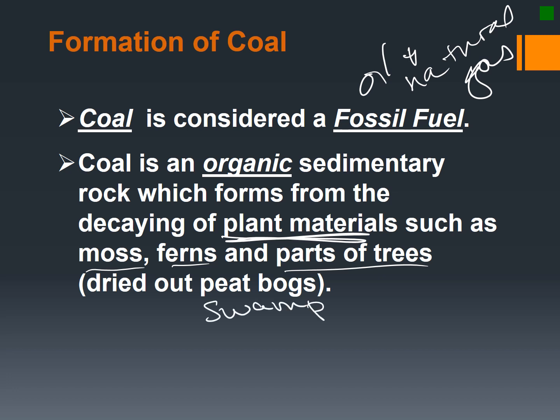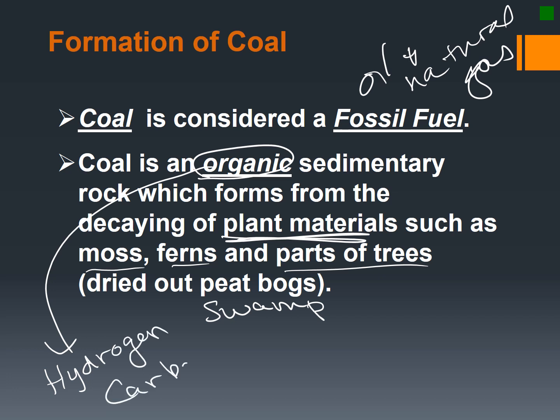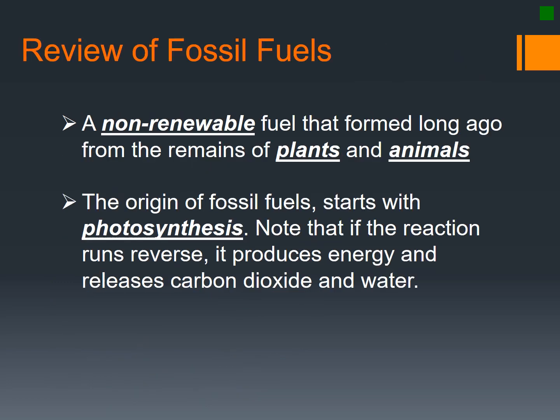Okay, so coal was made from plants that died and started to decompose in swamp areas, and that's how and where we got coal. Organic means that it is made out of hydrogen, carbon, and oxygen. You need all of those elements in order for you to have coal. Okay? The different types of coal just have different amounts of carbon to hydrogen to oxygen ratio.